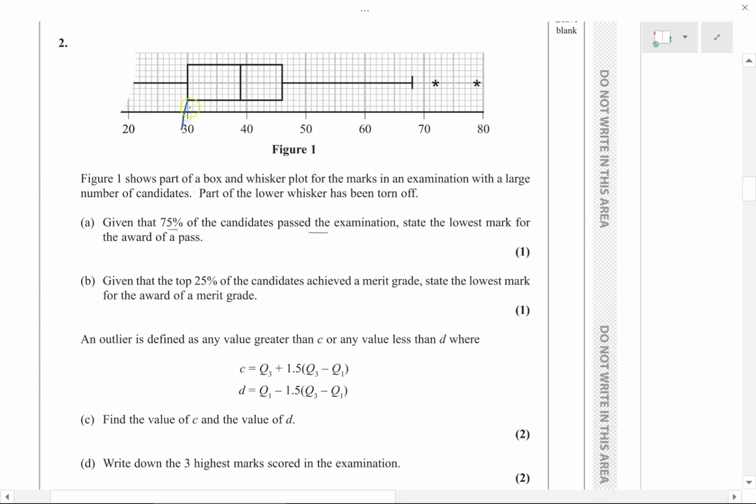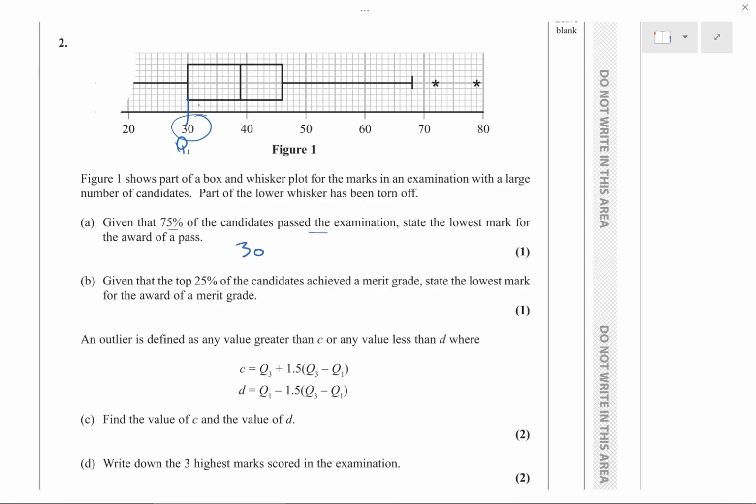Well, you just need to understand what the lower quartile is. This is Q1 here. So that is equal to 25% are less than that, and 75% are more than that. So the answer is just that number that I've marked there, 30. It's only one mark, but yeah, it's 30 because that's by definition what we mean by the lower quartile.